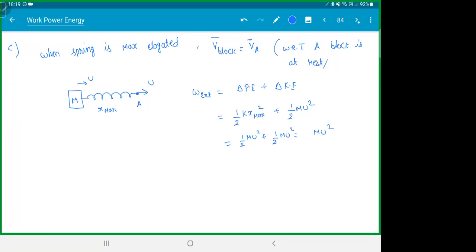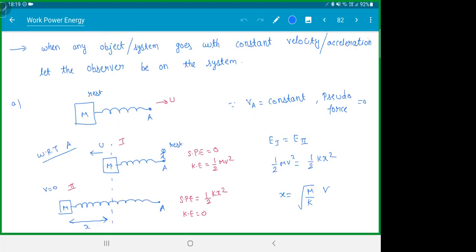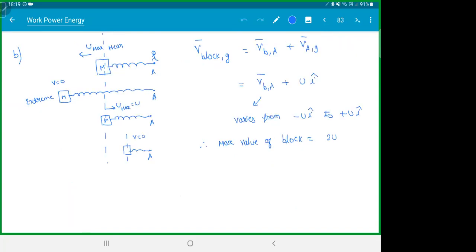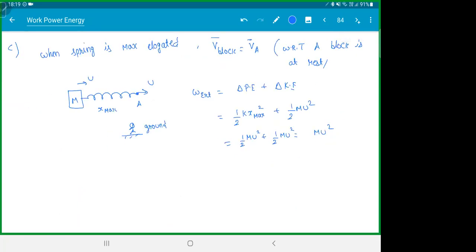Is that making sense? In the ground frame, if you observe, both the blocks are going with the same velocity. Look at this thing. When do you get maximum elongation? When A thinks the block is at rest. Matlab kya? A and the block are going with the same velocity. So relative velocity is zero. Both have the same velocity there, and the elongation is also maximum. Work done by external force is change in potential plus change in kinetic. Easy.